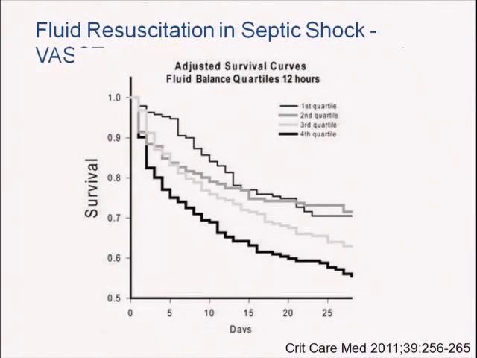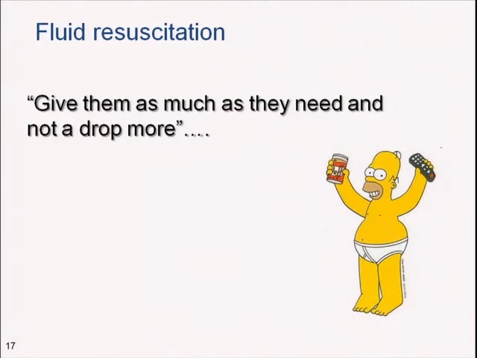So again, going back to the FRCA study, they looked at fluid balance in the first 12 hours. So this is important because it kind of runs parallel to the early goal-directed therapy of the 6-hour goal. So you can see the patients that had the highest cumulative balance at 12 hours had the lowest survival. Again, clearly demonstrating that excess fluid loading results in increased mortality. So really the bottom line is you need to give them as much as they need and not a drop more. The problem is, when do you know when you've reached that sweet spot?